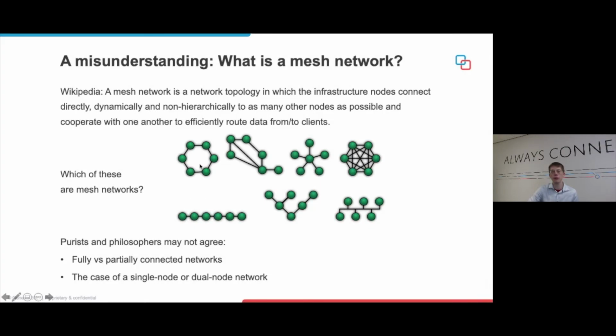And then the other example is if you have a network that is only 1 node or maybe 2 nodes. If you have a 2-node network and they are connected, there are of course as many nodes as possible connected to each other, but there are only 2, so you can equally argue it's just a simple network as well. So mesh is a little bit complicated, but in general, for me, it is also a lot about the intent here: that it's dynamic, it's non-hierarchically connected, and it is as many nodes as possible. That's my takeaway here for what is a real mesh network.